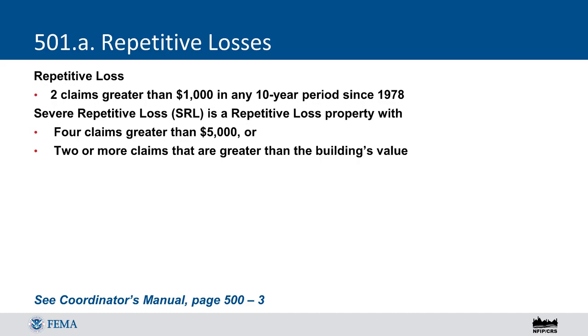A severe repetitive loss property is any property that is an RL property or repetitive loss that has four claims greater than $5,000 or two or more claims that are greater than the building's value. Within the universe of repetitive loss properties, severe repetitive loss properties are a subset.